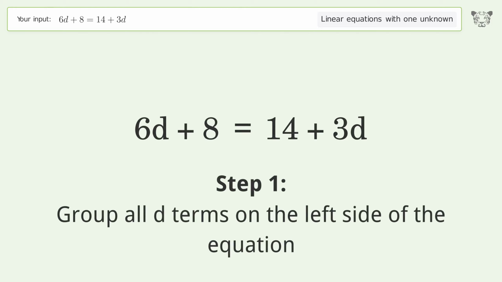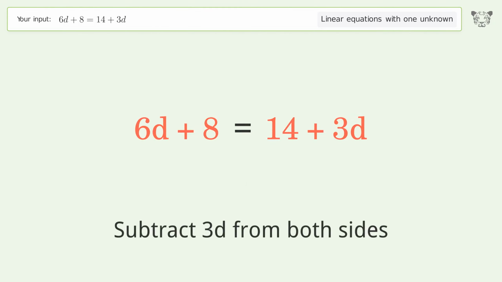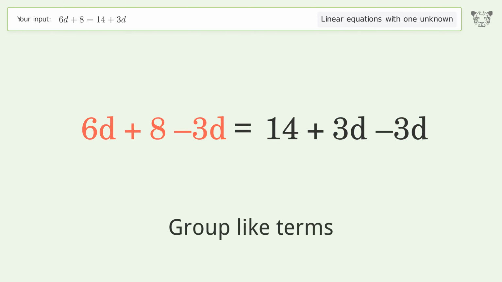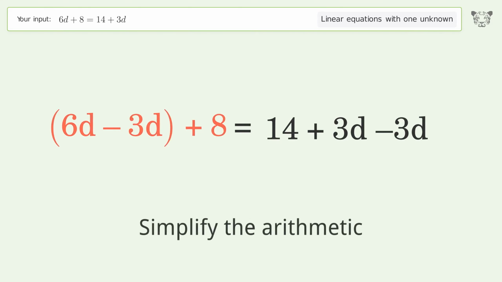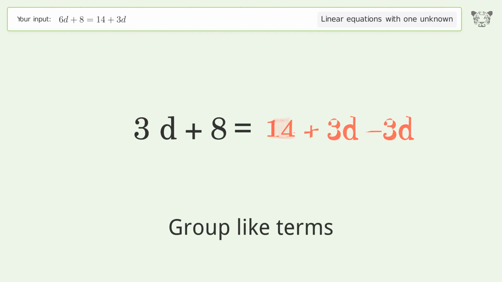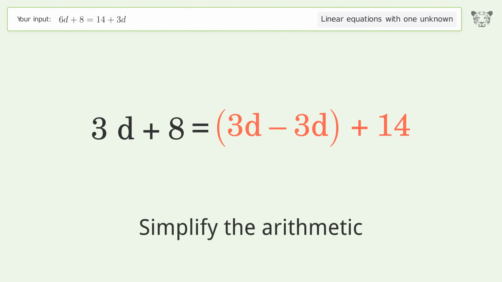Group all d terms on the left side of the equation. Subtract 3d from both sides. Group like terms. Simplify the arithmetic. Group like terms. Simplify the arithmetic.